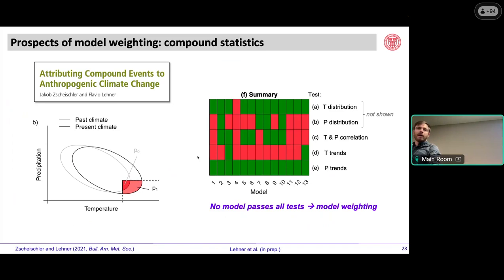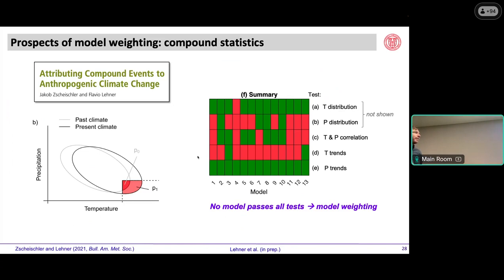The paper, together with Jakob Scheifler here, has again a set of metrics. I have only talked now about this correlation and the trends. There are two others that get a little bit more at what Karen was talking about, distributional characteristics. And I've colored, for these 13 large ensembles and these 5 tests, green if they pass and red if they don't. Fundamentally, we don't have any single model that passes all of these tests.